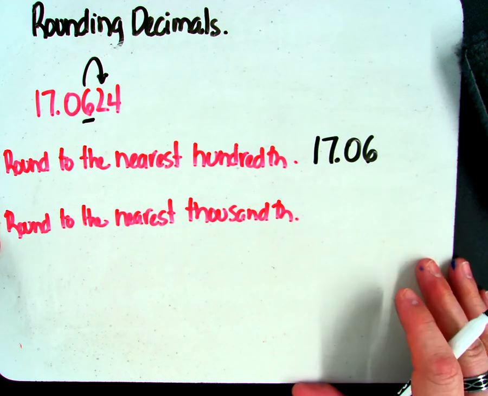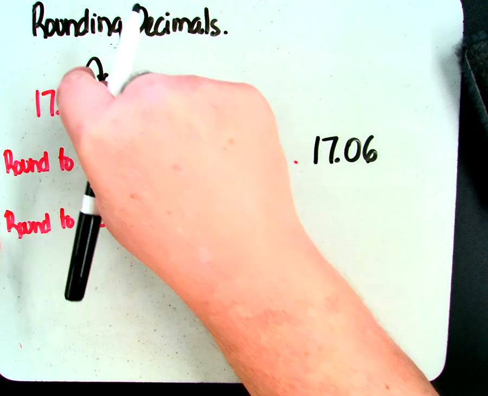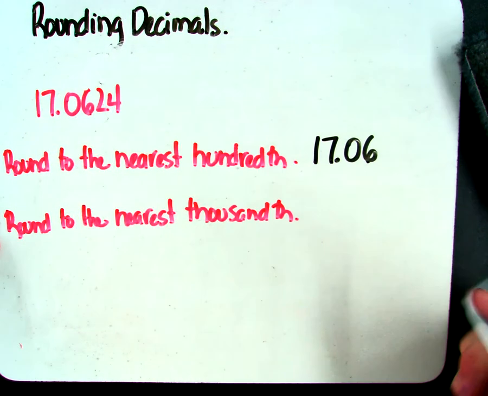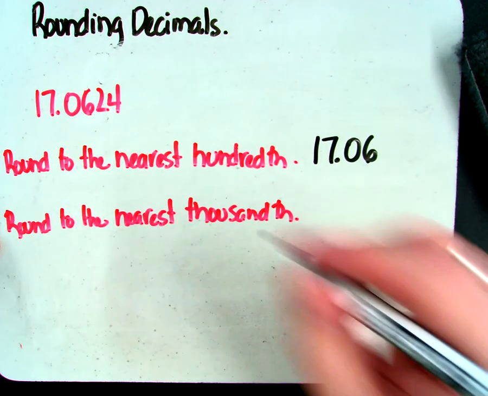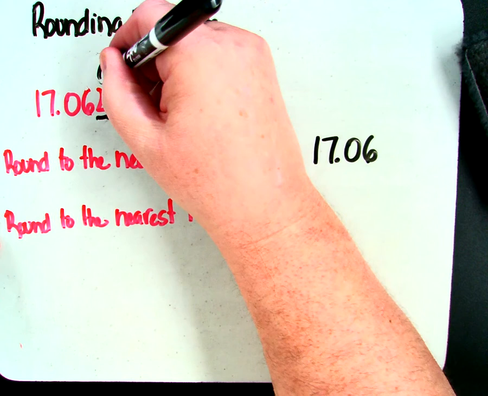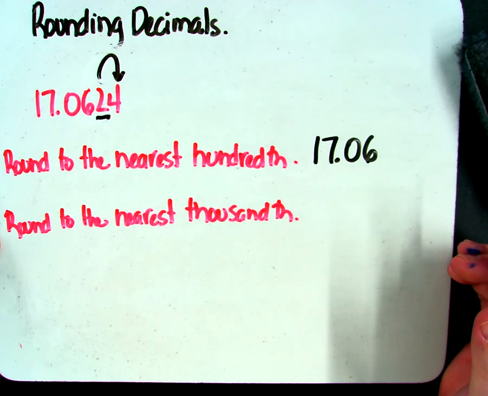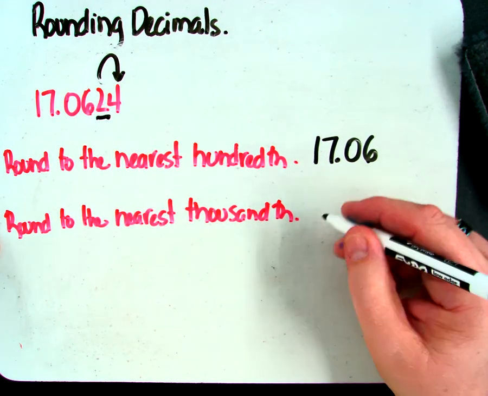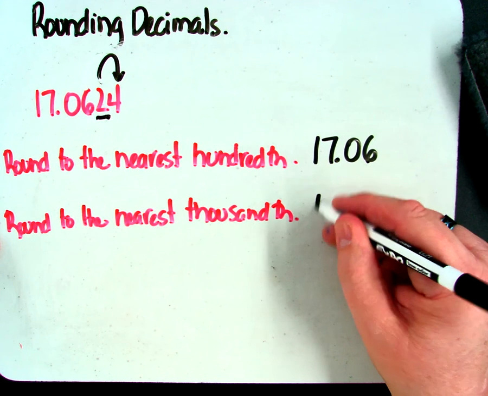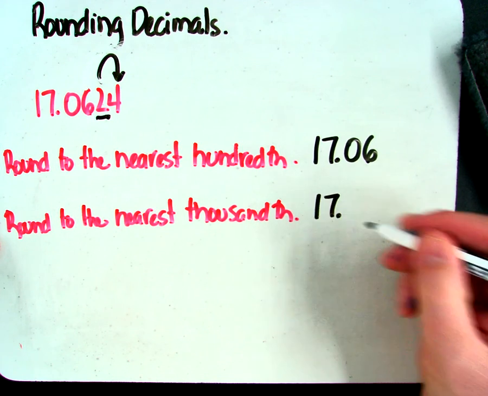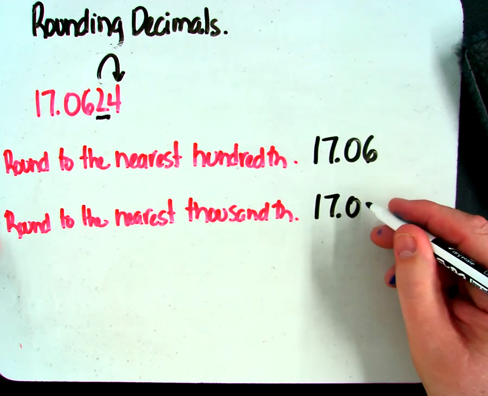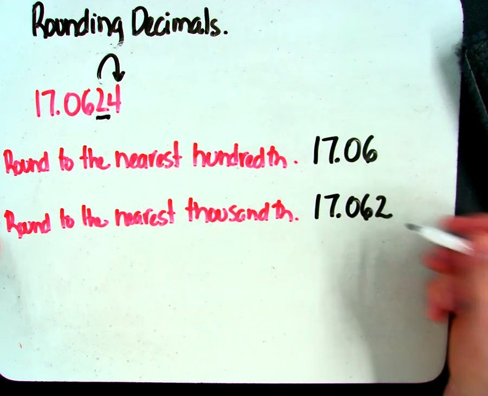If I were to round this number to the nearest thousandth, what number would I underline? The 2. And I would look at the 4. Does the 4 have the power to round the 2 up? No. So, rounded to the nearest thousandth, our number would be 17 and 62/1000.